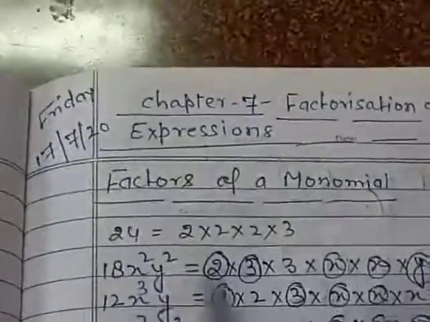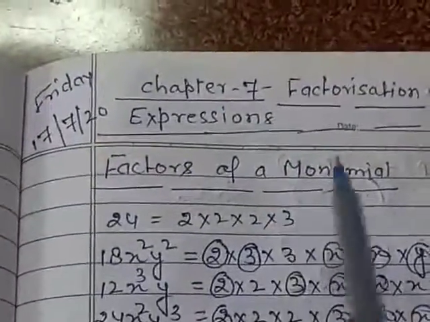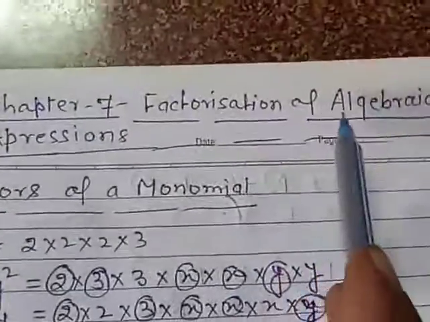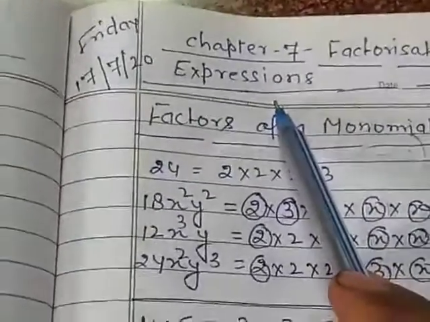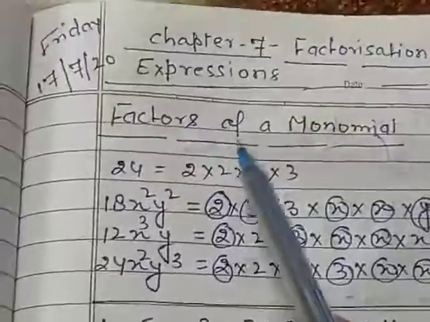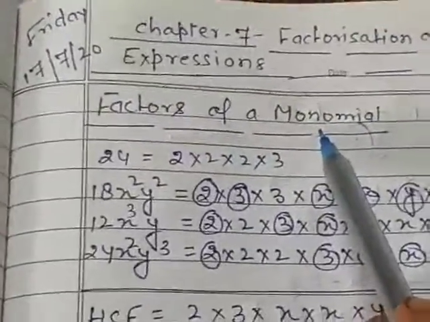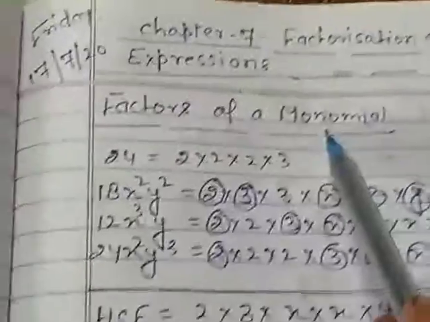Good morning children. Today we start chapter 7, factorization of algebraic expressions. First we discuss the factors of monomials: how to write the factors of the given monomials.